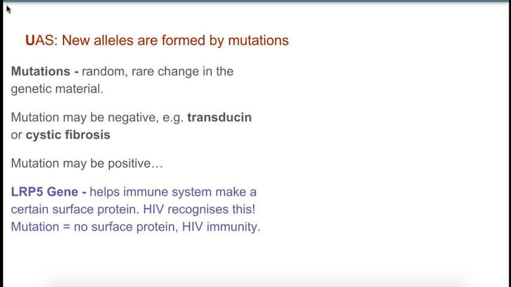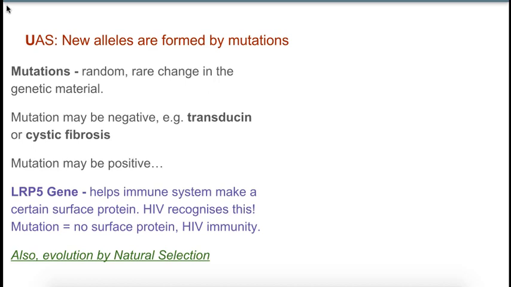this one here, the LRP5 gene, which actually helps the immune system make a certain surface protein. And HIV recognizes this protein. If there is a mutation in the LRP5 gene, that surface protein is not produced, and this person essentially has HIV immunity because the HIV virus cannot recognize that protein. So there's an example of a rare mutation which can actually benefit someone.